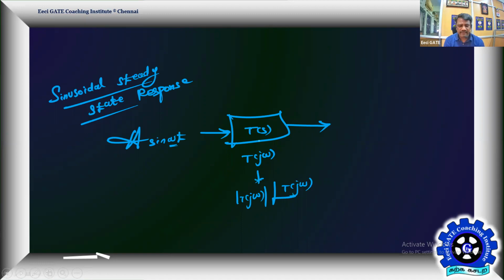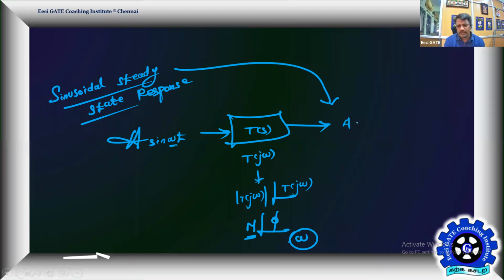After setting s equal to j omega, you make your transfer function look like a polar form: a magnitude with a phase angle phi for the given omega. That gives a gain m, the magnitude, and the phase angle phi. Once this is known, we can go for the sinusoidal steady state output response. What is the output response? It is a into m, the output amplitude. The input is a sinusoidal signal with amplitude a, with a positive peak and a negative peak.